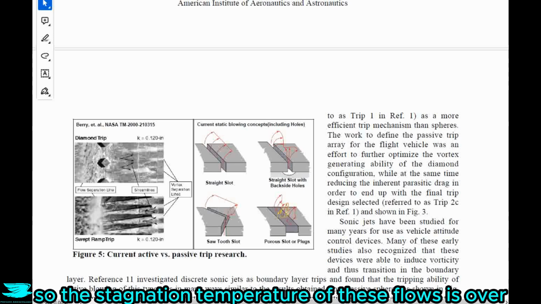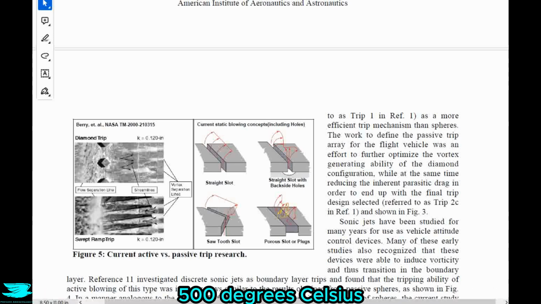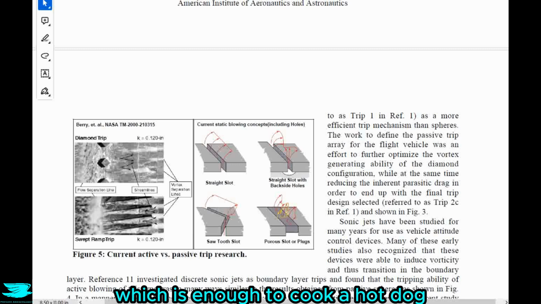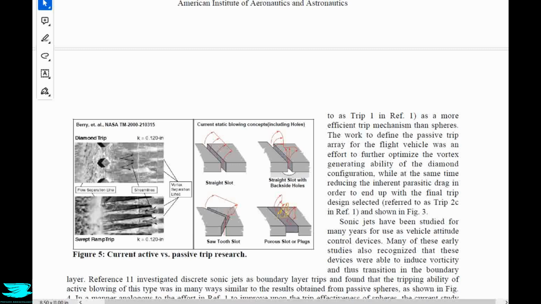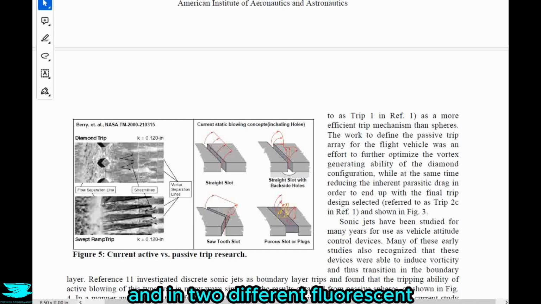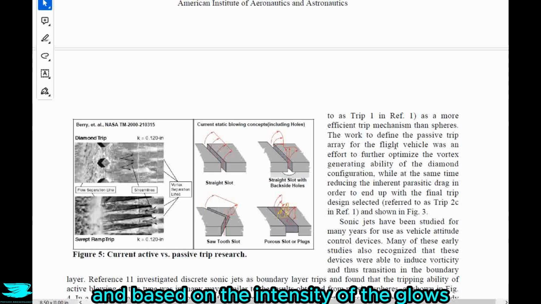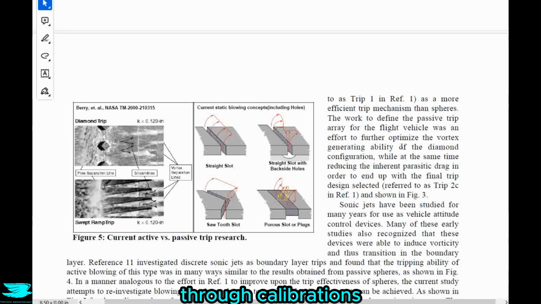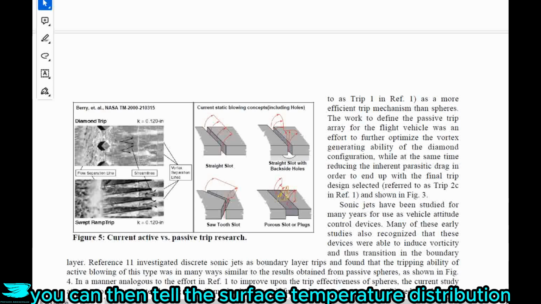So the stagnation temperature of these flows is over 500 degrees Celsius, which is enough to cook a hot dog. And to visualize the boundary layer over the HyperX surface, they used these tiles that were coated with a phosphor and in 2 different fluorescent colors, red and green. And based on the intensity of the glows through calibrations, you can then tell the surface temperature distribution.